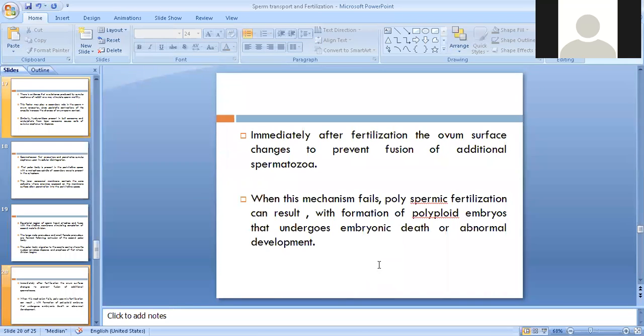Like I told you, the cortical granules release and solidify the perivitelline space so as to prevent the fusion of additional spermatozoa. If this mechanism fails and there is no hardening of the perivitelline space, it will lead to polyspermic fertilization, which will lead to formation of polyploid embryos.